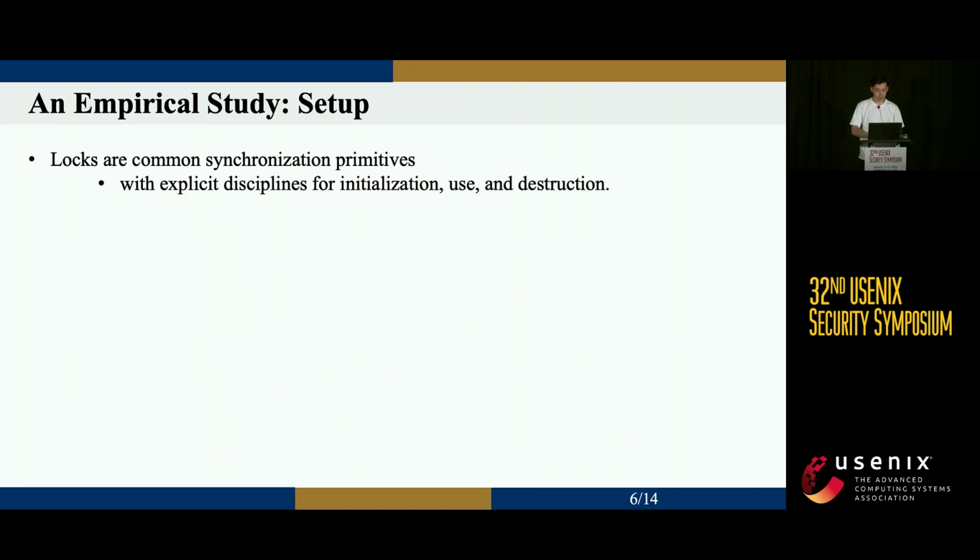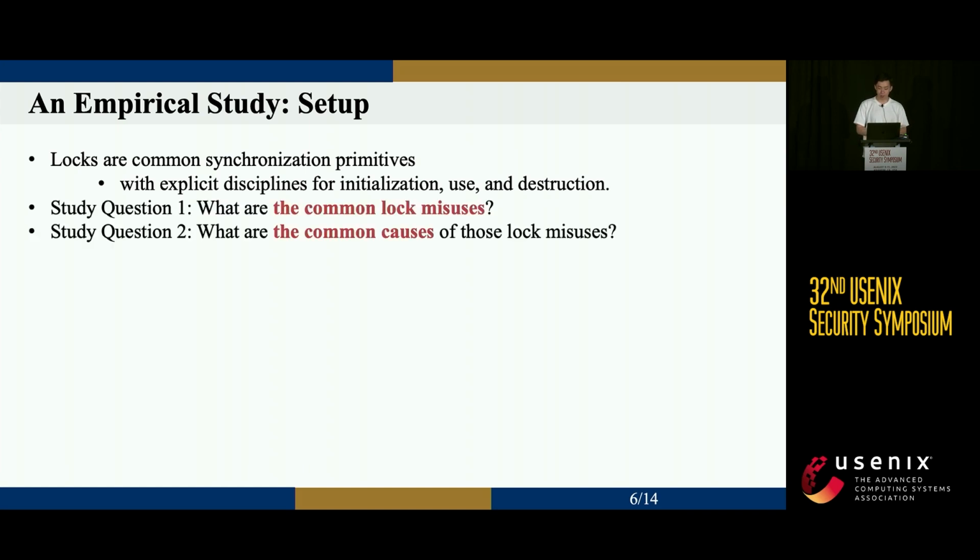state-of-the-art bug finding tools. As mentioned, locks are common synchronization primitives to prevent harmful race conditions in multi-threaded software programs. And locks have explicit disciplines for initialization, use, and destruction. Systems that violate these locking disciplines can cause unexpected program behavior and even exploitable program states. To demystify common lock misuses and understand their security impacts, we were motivated to perform an empirical characteristic study on the CVE IDs of the past decades.